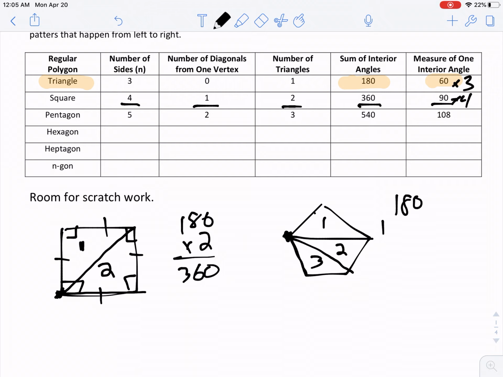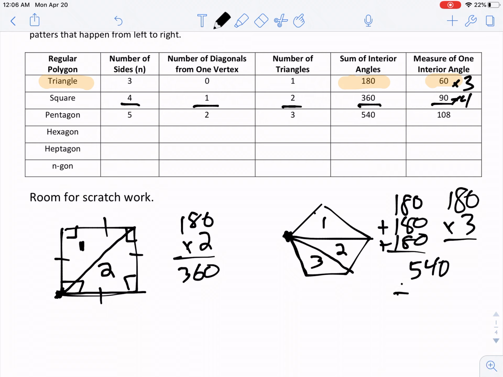So 180 plus 180 plus 180 for the total number of degrees, or 180 times 3. All right, both of those are 540. All right, there's 5 angles, so if I divide by 5, I get 108.